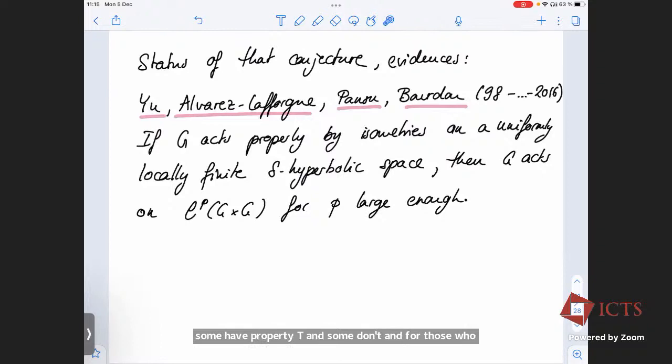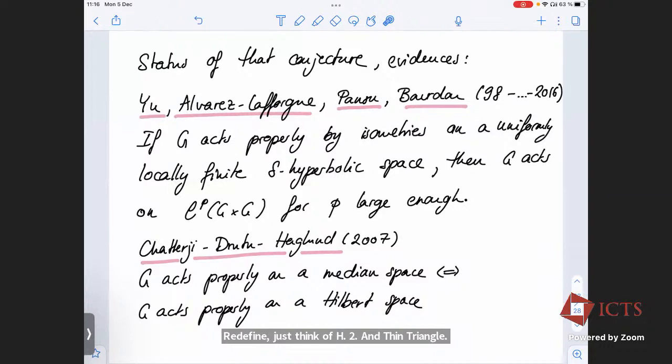If you don't have property T, people knew that you could find a proper action on a Hilbert space, on an L2. But if you have property T, all those people, one after the other, until Guoliang Yu is the first one who got a complete result. But Alvarez and Lafforgue gave a self-contained complete result, meaning they don't rely on anybody. So they show that if G acts properly and by isometry on a uniformly locally finite delta hyperbolic space, then G acts properly on LP of G cross G for P large enough. And hyperbolicity, I won't redefine, just think of H2 and thin triangles. So that's one piece of the conjecture.